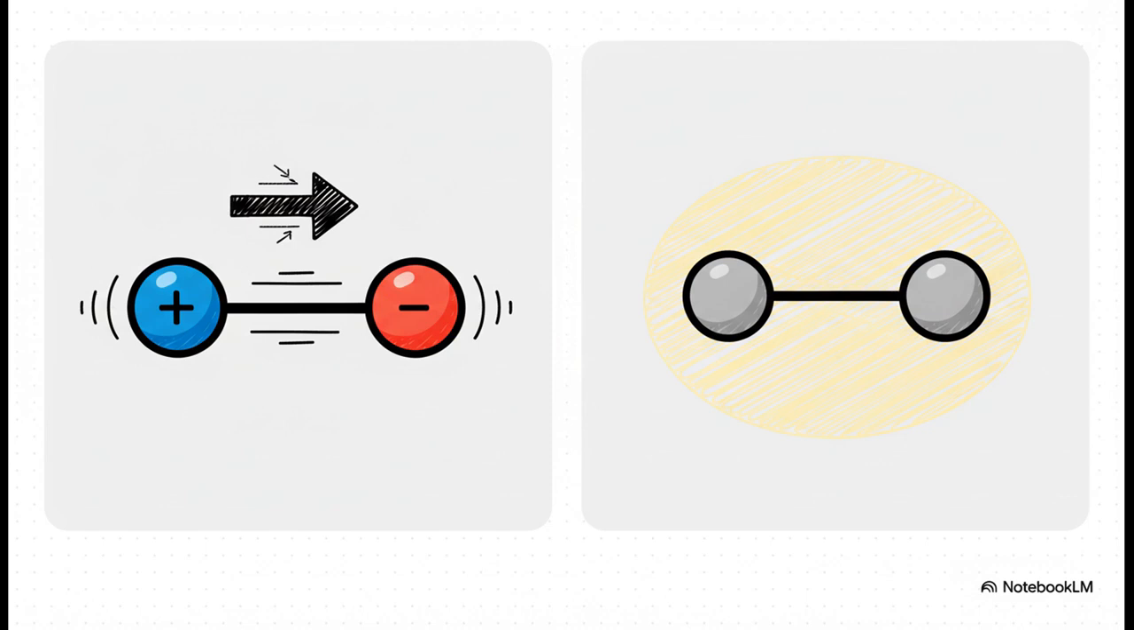For a vibration to show up in an infrared or IR spectrum, the motion has to change the molecule's overall dipole moment. But to be seen in a Raman spectrum, it needs to change the molecule's polarizability, basically how easily its electron cloud can get distorted. Group theory tells us, with mathematical certainty, which vibrations do which. And this is so powerful because it means a chemist can predict the spectrum of a molecule they haven't even made yet just by knowing its shape.